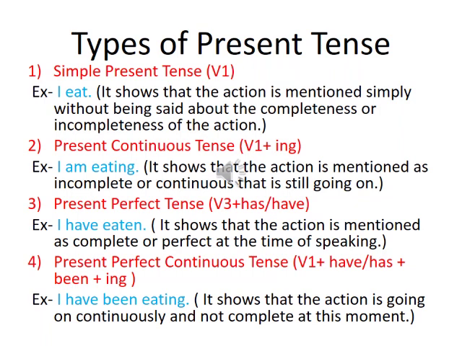Fourth type of tense is present perfect continuous tense. In this type, we will use the first form of verb plus have or has plus been plus ing form of verb. Just remember that in this type of tense, we have to write been plus ing form of verb. For example, I have been eating. This type of sentence shows that the action is going on and not complete at this moment. Okay?